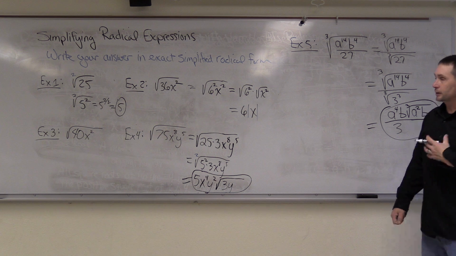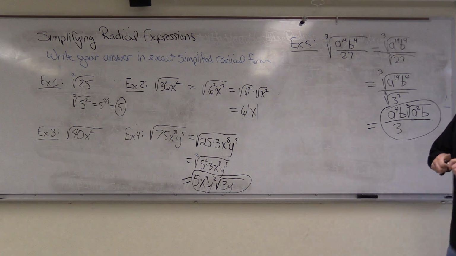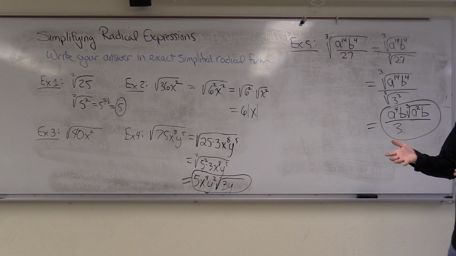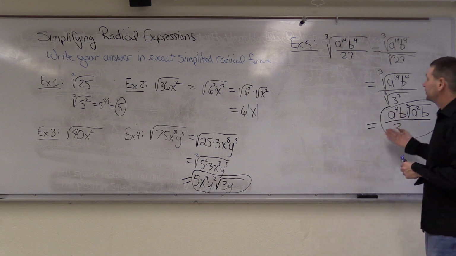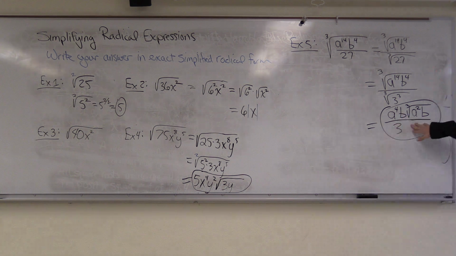The nice thing about these kinds of problems, just like any other problem in math, is we're always asking for one answer so that we can all get to the same answer. So we're looking for the exact simplified radical form. And that would be it with those types of problems.